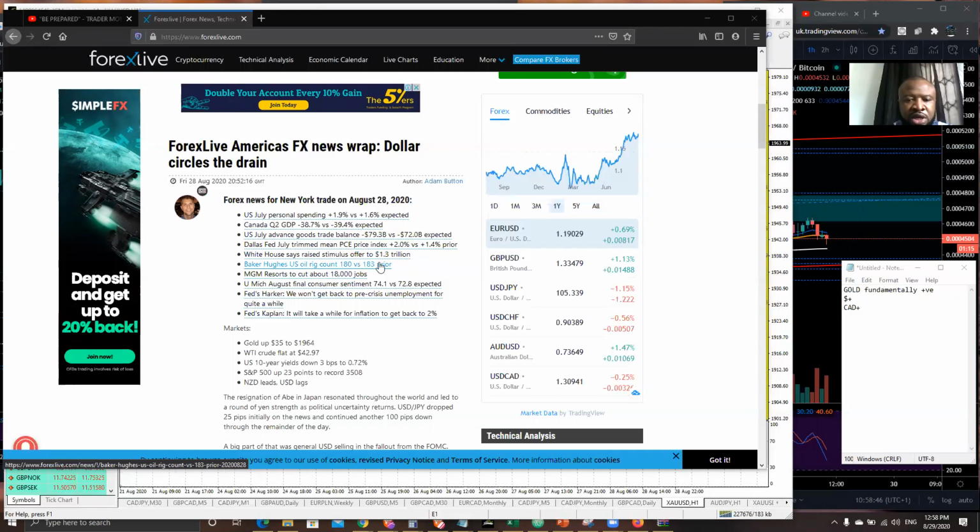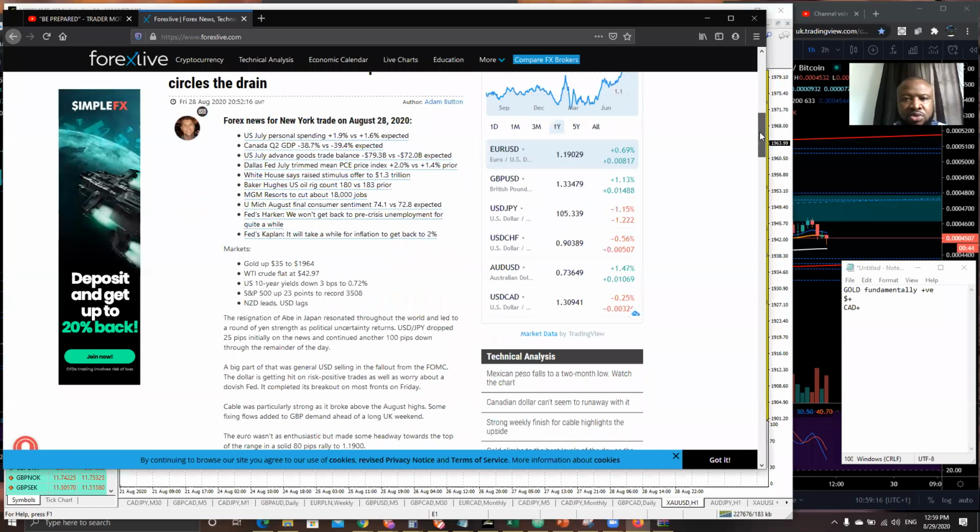US oil rig count for the oil market, MGM results to cut 18,000 jobs. That is not good for the US economy. 18,000 people are going to lose their jobs. University of Michigan August final consumer sentiment is at 74.1. So everything is looking a little bit improved for the dollar. On the fundamental side, Fed's Kaplan says we will not get back to pre-crisis unemployment for quite a while. We all know that.